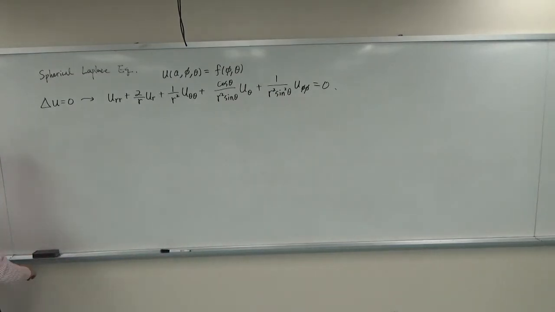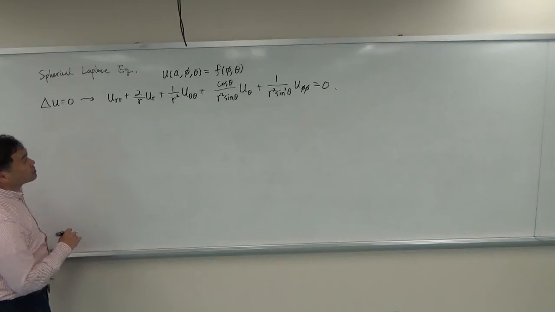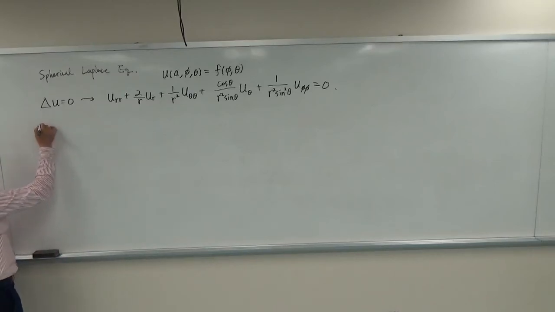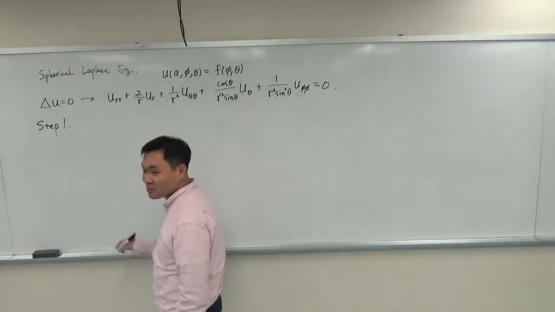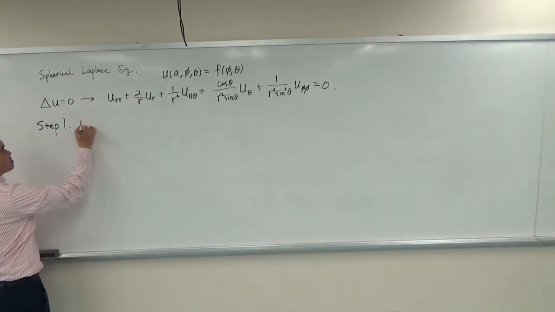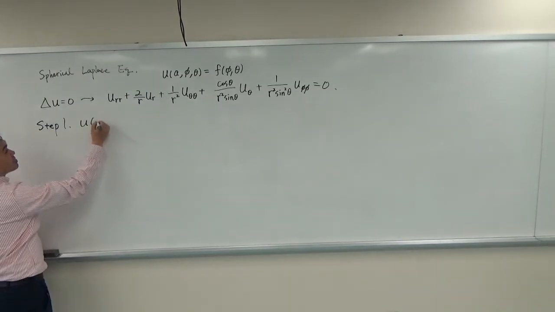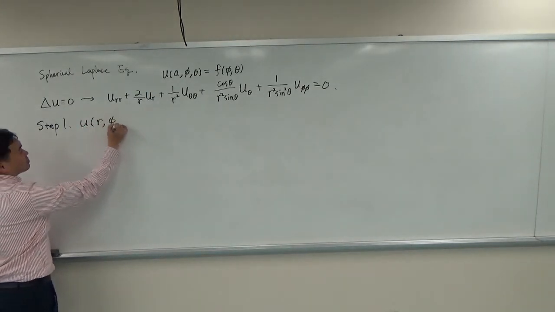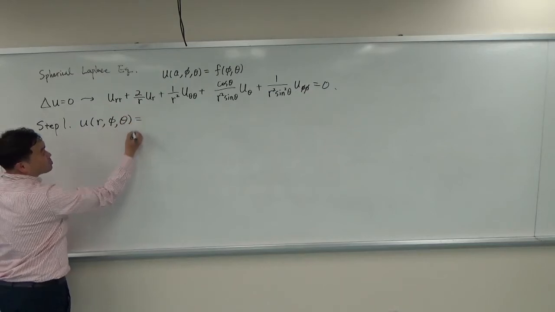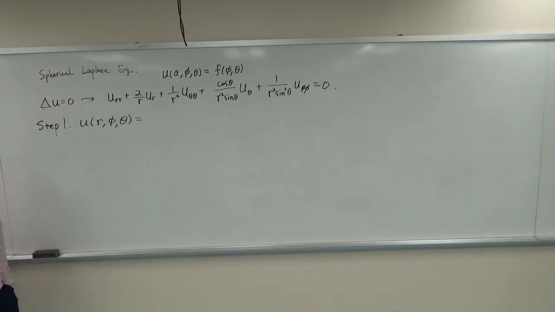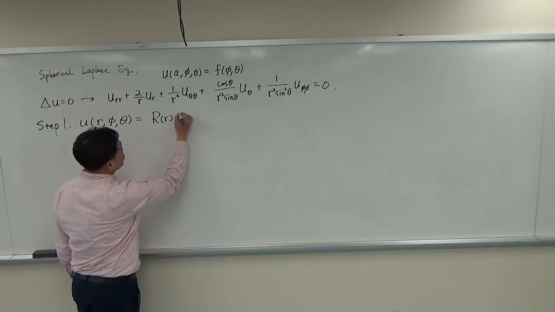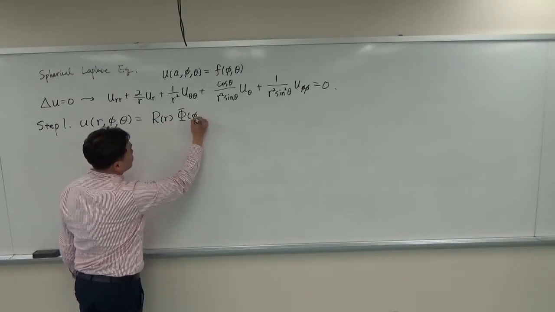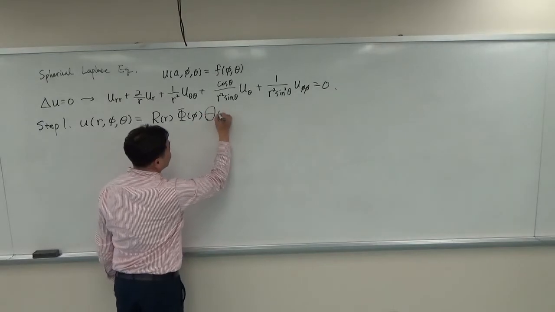All right. So let's try to solve this. Step 1. What's our step 1? We've done this so many times now. Everyone knows, right? How do you do it? u(r, phi, theta) equal to R(r) Phi(phi) Theta(theta).